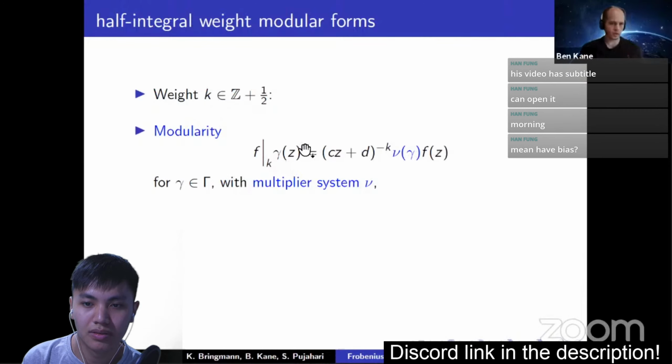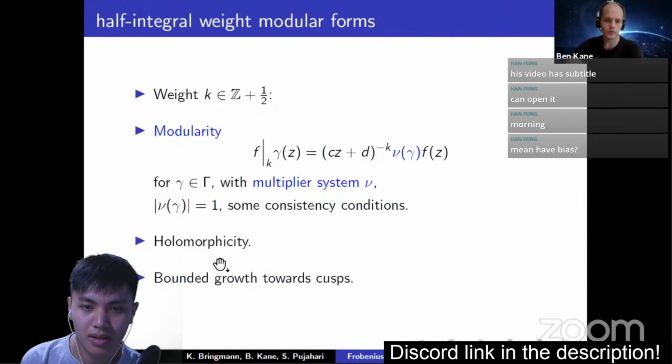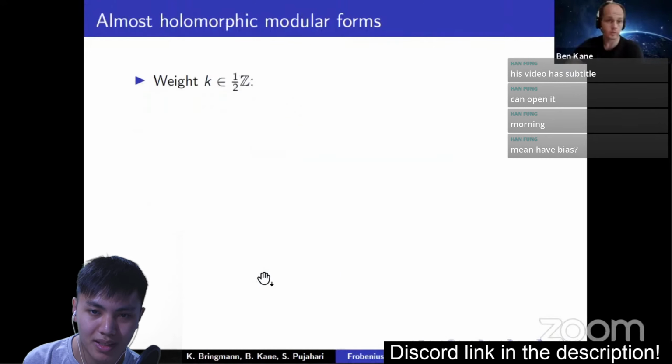They can't simultaneously, because of the square root not being, because of the branch cut of the square root, it's impossible to have it just be cz plus d to the minus k when k is a half integer. So we have this extra factor that sort of fixes that. And this always has absolute value 1 when we deal with these. Again, we assume holomorphicity and bounded growth towards the cusps.